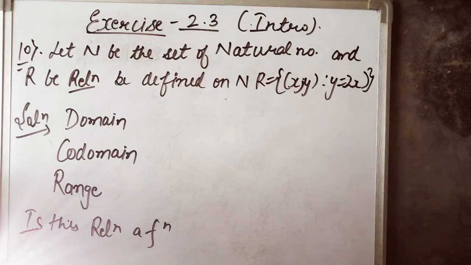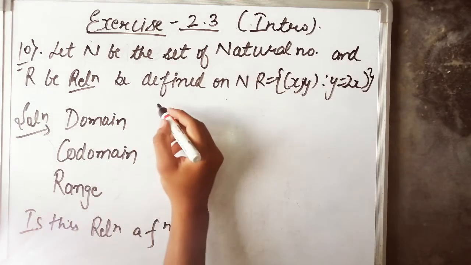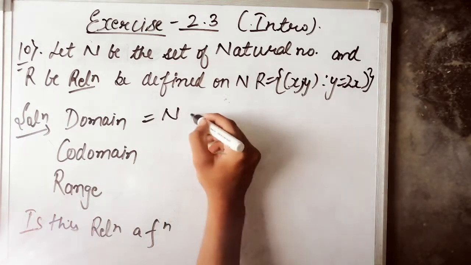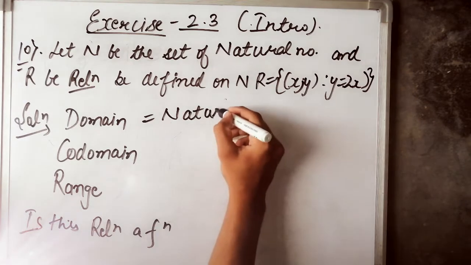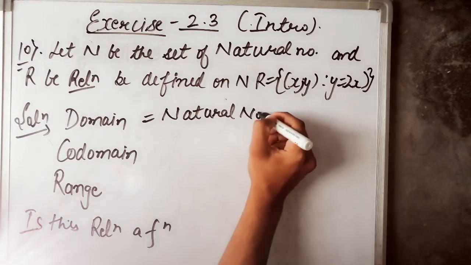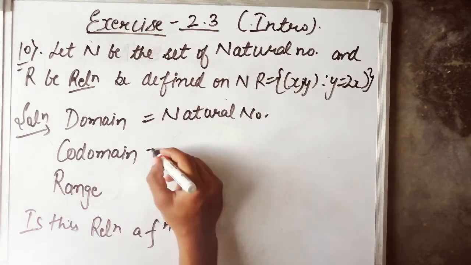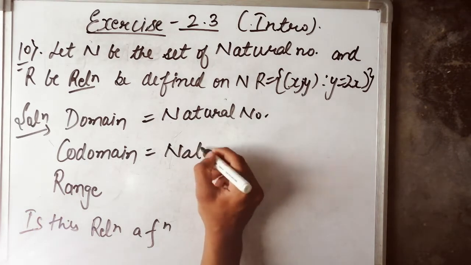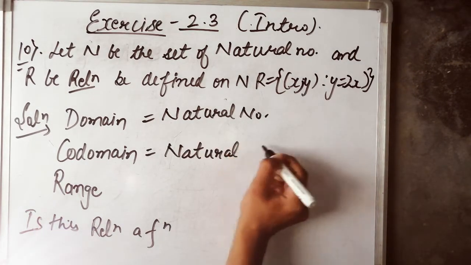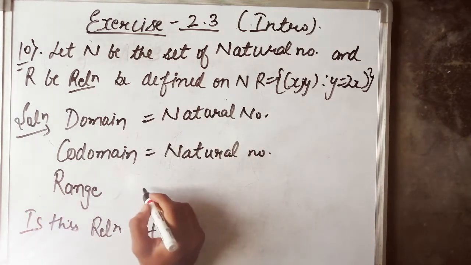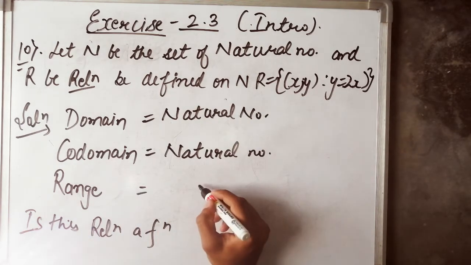Okay, so what will be the domain of this relation? Domain will be the set of natural numbers, and codomain will also be natural numbers, and what about range? Range will also be natural numbers.